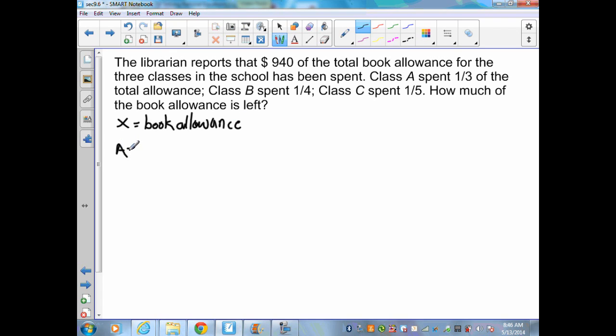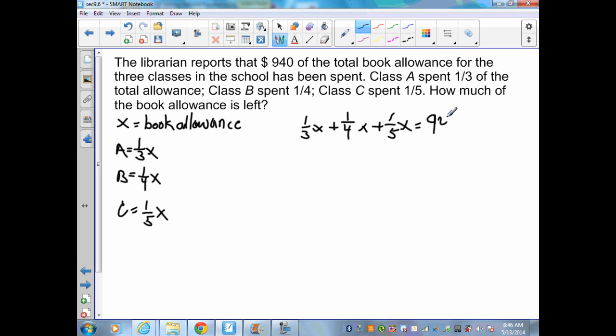Class A spent 1/3 of the total book allowance, 1/3 of x. Class B spent 1/4 of the total book allowance, and Class C spent 1/5. Therefore, if I add up how much each spent, that would be 1/3 x plus 1/4 x plus 1/5 x, and that would equal 940. Now I'm going to solve this as I did all the problems in this section. I'm going to find a common denominator. And in this case, the common denominator is 60.